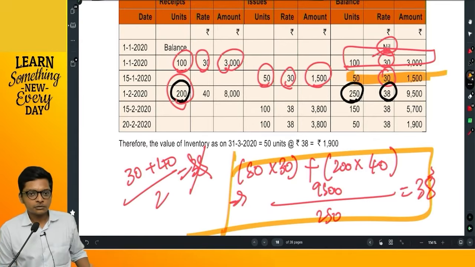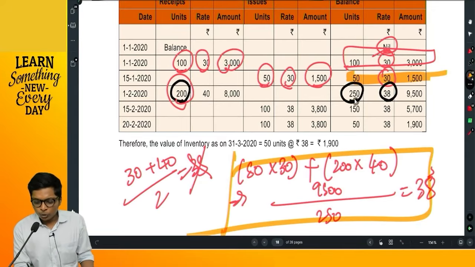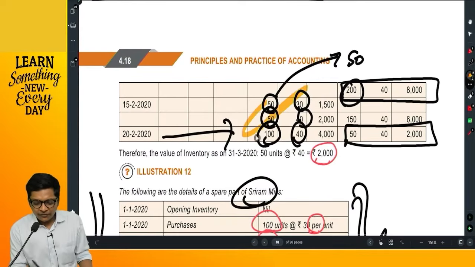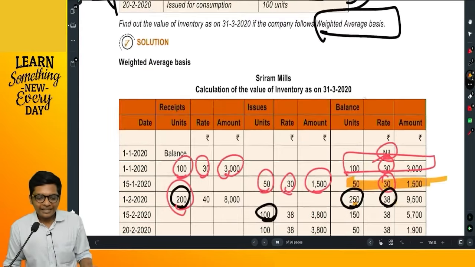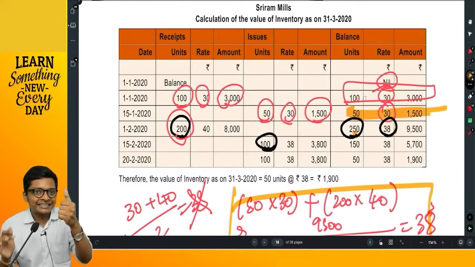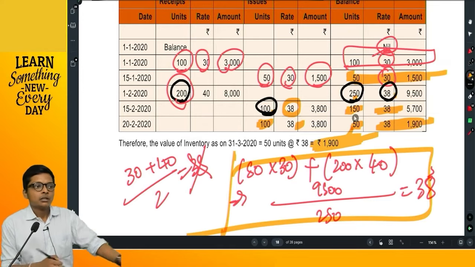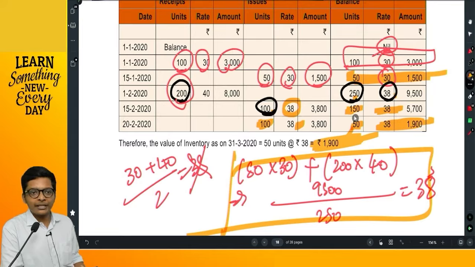All next. So you have 250 at 38. Next, how much did you issue? In the previous method, I split it into 50-50, remember? But here I don't have to do that because I already grouped everything as 1. So I am issuing how much? 100. Balance is 150 at 38. Again I issued 100. Balance is 50 at 38. Now valuation is 1,009. Are you following, guys?